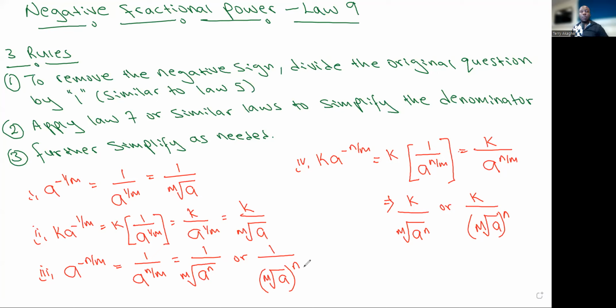So basically, to remove the negative sign, you just have 1 over, or you flip it, depending on how you want to say. Then after that, if you have a coefficient, you just multiply it through to get the answer for that. All right, let's pick some examples quickly and see what we can get.